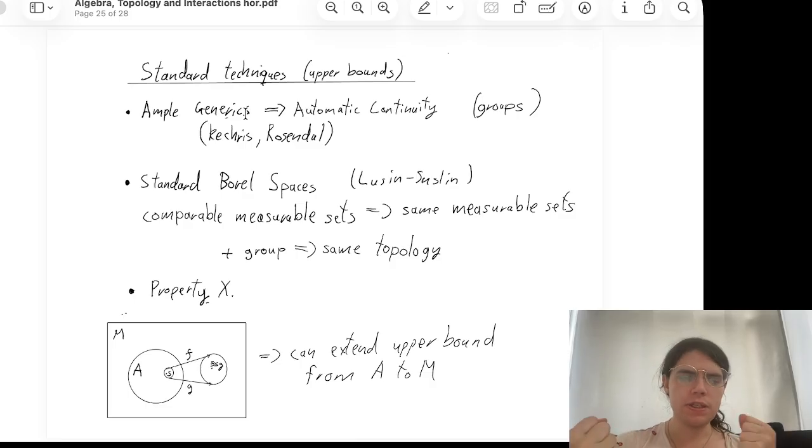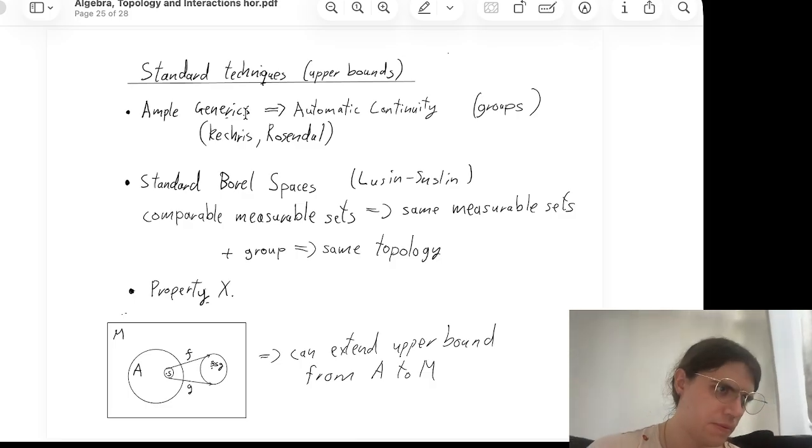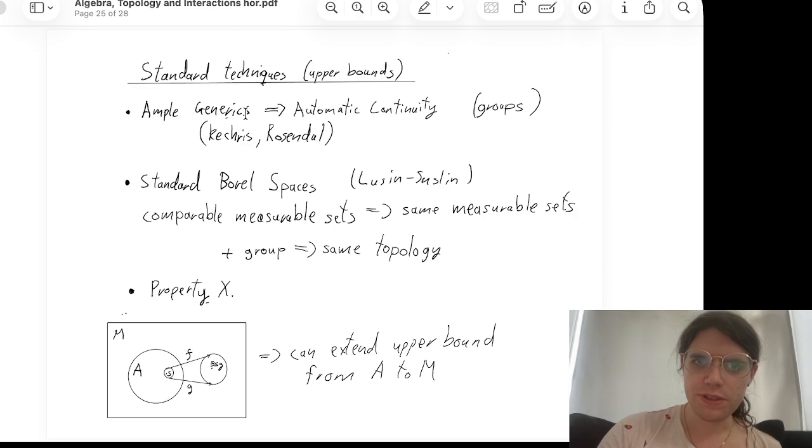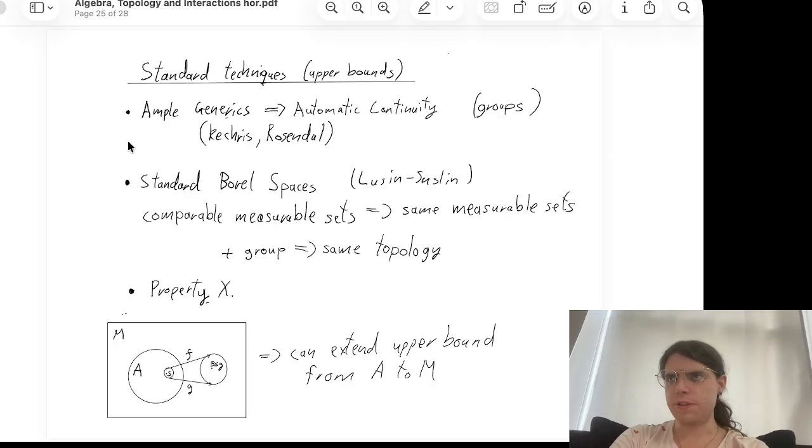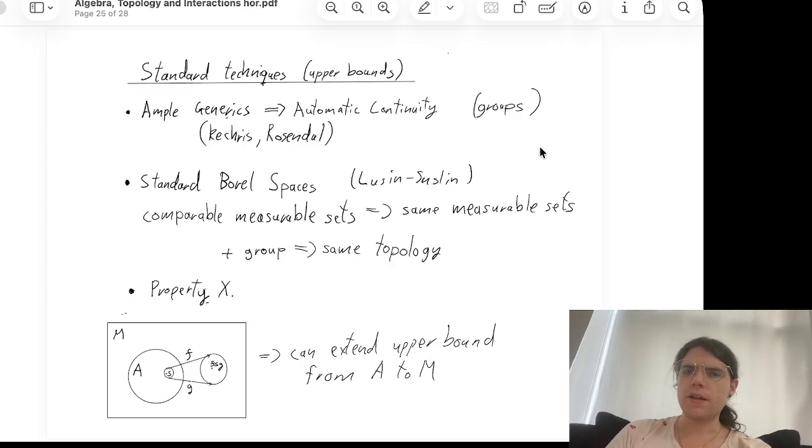And you can pull this result up to certain semigroups in certain situations. So this is one of the main tools for this. In particular, this works for the infinite symmetric group, which has ample generics. It also works for the automorphism group of the random graph, for example. Okay, it's a very strong assumption, because it requires a strong assumption to get a very strong conclusion.